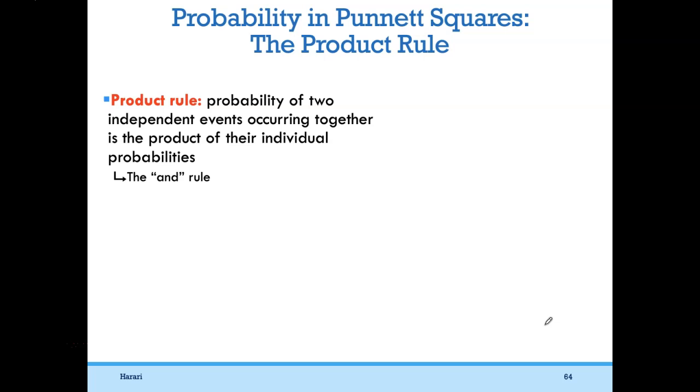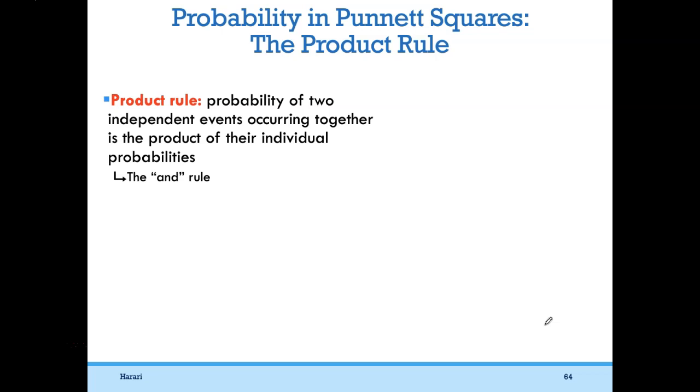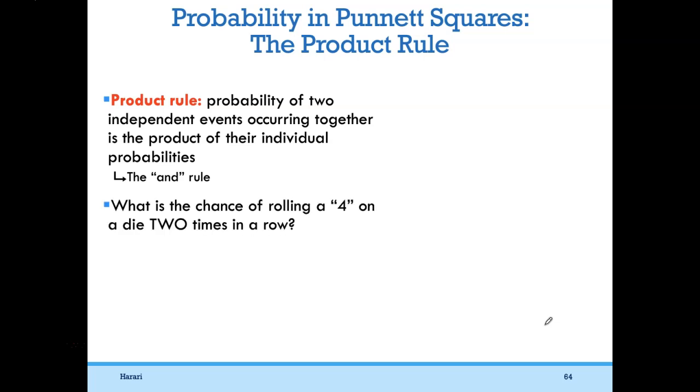It's also known as the AND rule because it's saying what is the chance of something happening, and something else happening. So when you see this and this, you have to multiply the 2 probabilities. So for example, what is the chance of rolling a 4 on a die 2 times in a row? If you roll the dice 2 times, what is the chance that you're going to get a 4 the first time and the second time? Right? That's the AND rule. So we have to multiply the 2 probabilities.